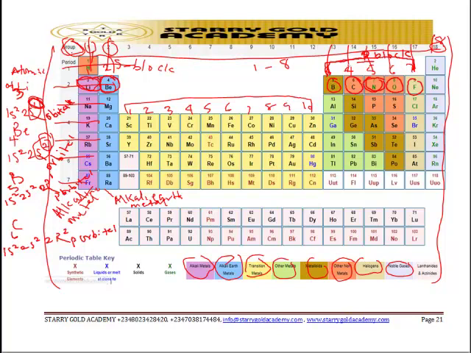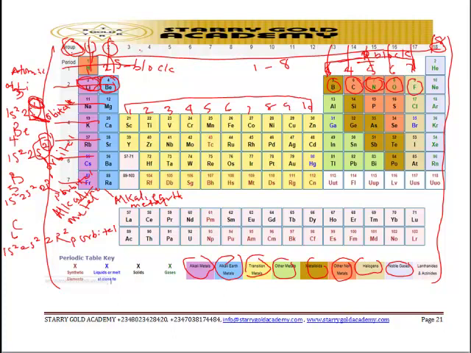The reason why we are calling them the s block or the p block elements, and so on, is because of where their last electron is found. Look at the example now. For lithium, I have 1s2, 2s1. The last electron, which is 1, falls on the s orbital. The same thing goes for beryllium. The last electron, which is 2, falls on the s orbital.